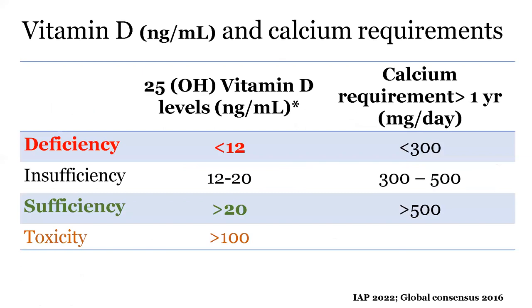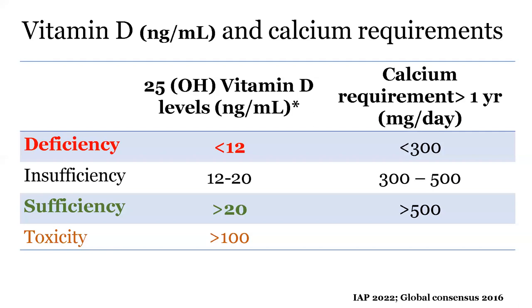Now, coming to the nutritional part, which is the main cause of rickets, what are the desirable levels of vitamin D and calcium in a particular age group, that is more than 1 year? So these are the cutoffs which define the deficiency of vitamin D and calcium and sufficiency. So overall, in more than 1 year of age group, a child should have a daily calcium consumption of at least more than 500 milligram per day, and the 25 OH vitamin D levels should be more than 20. So these are the IAP guidelines, and these levels are known to all of us.